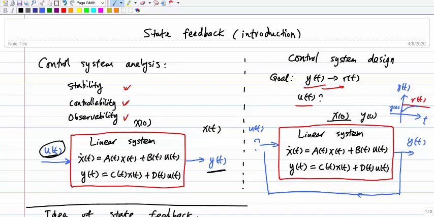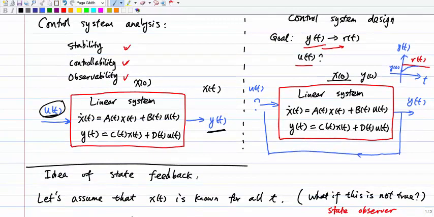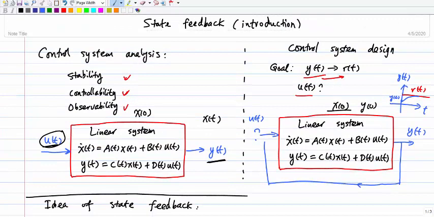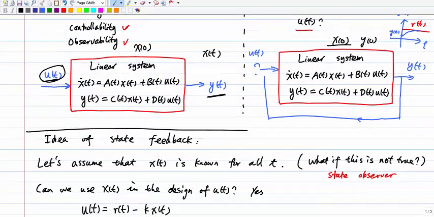Most likely we want y(t) to track some reference signal, either constant or not constant. So this is sort of a reverse problem of the analysis because we are given the output and we don't know what the input looks like. For the control system analysis, we're given the input and we try to figure out what the output looks like.